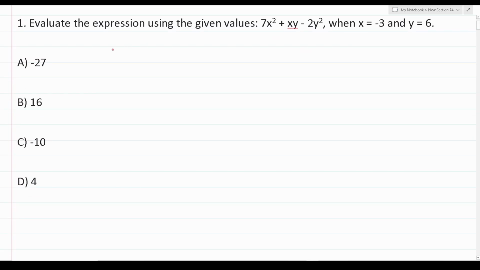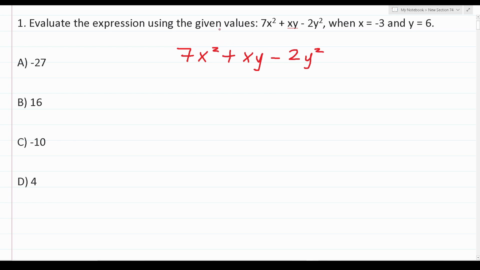All right, so this first question says evaluate the expression using the given values. We have 7x squared plus xy minus 2y squared when x equals -3 and y equals 6. On the ASVAB, you are going to have scratch paper, and I encourage you to use it as much as you need to. And for this problem, I'm going to start by copying down the expression that was given, notably 7x squared plus xy minus 2y squared.